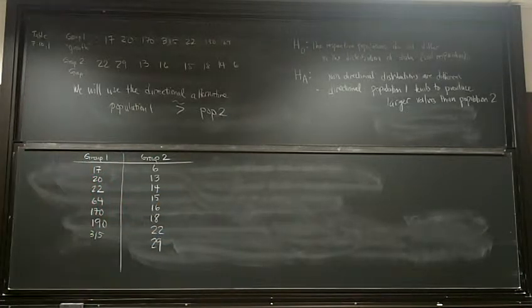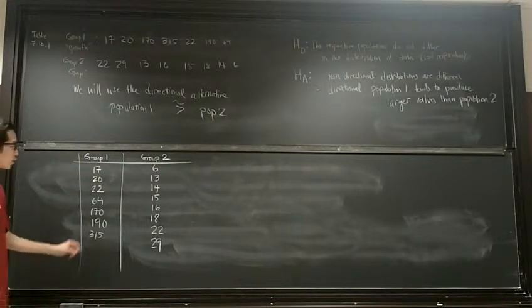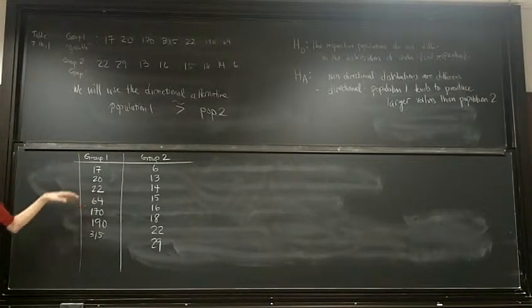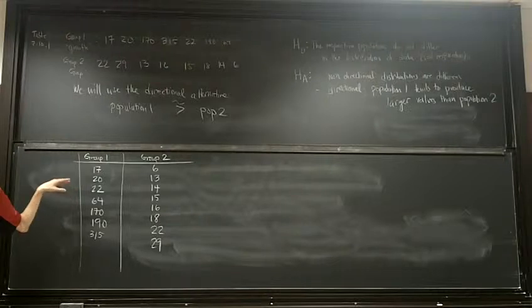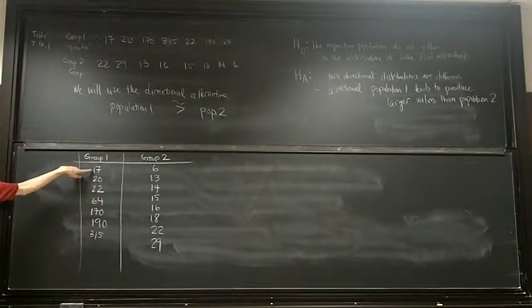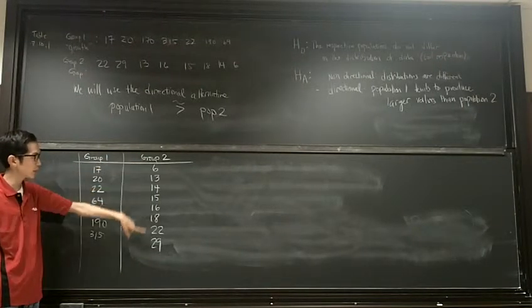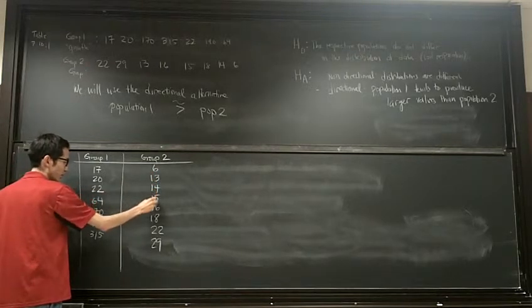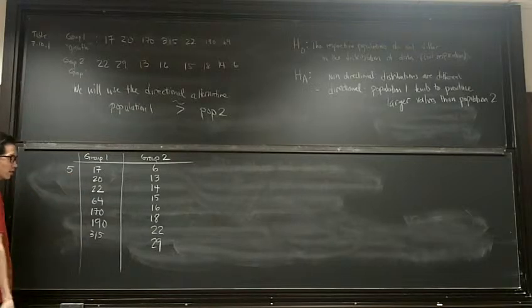Alright, so once we put them in order, what we do next is we go for each number and we count how many in the other group are smaller than that particular number, okay? So I look at the number 17 and I go to group 2 and I count how many numbers in my data set are smaller than 17. So I go 1, 2, 3, 4, 5, okay? So I have 5 numbers that are smaller than 17.